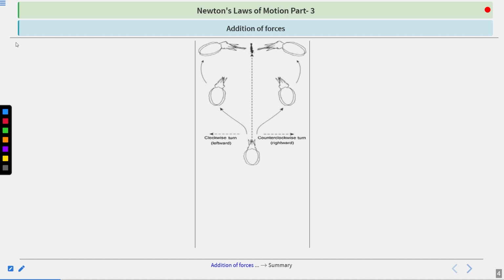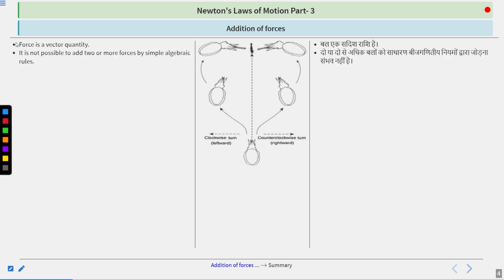Now, let's begin first with the addition of forces. So basically, if we talk about force, we know that force is a vector quantity. In the previous lecture, we talked about the two kinds of quantity, vector and scalar. Scalar quantities are those which have only magnitude, not any particular direction. On the other hand, a vector quantity has magnitude and direction as well. So force is a vector quantity.